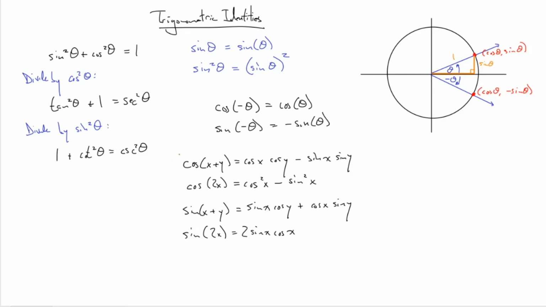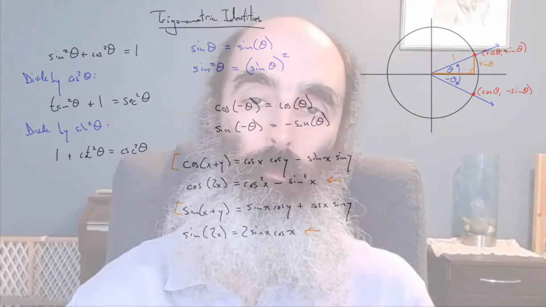Personally, I find these 2 more general formulas difficult to remember, and yet these special versions very simple to remember. And so what I do is I remember cosine of 2x is cosine squared x minus sine squared x, and sine of 2x is 2 sine x cosine x, and then I work backwards and try to say, well, what could the formula for cosine of x plus y, sine of x plus y have been, and I can usually arrive at what I need for the more general formula.